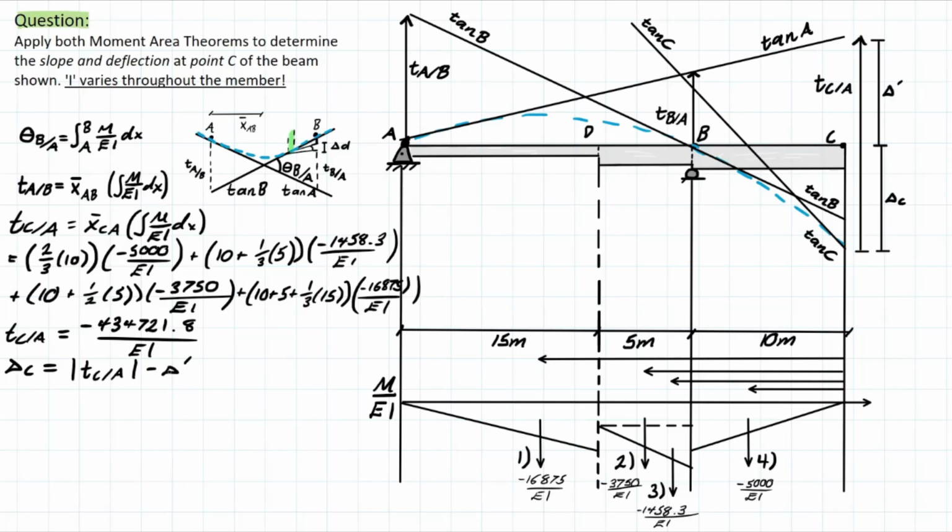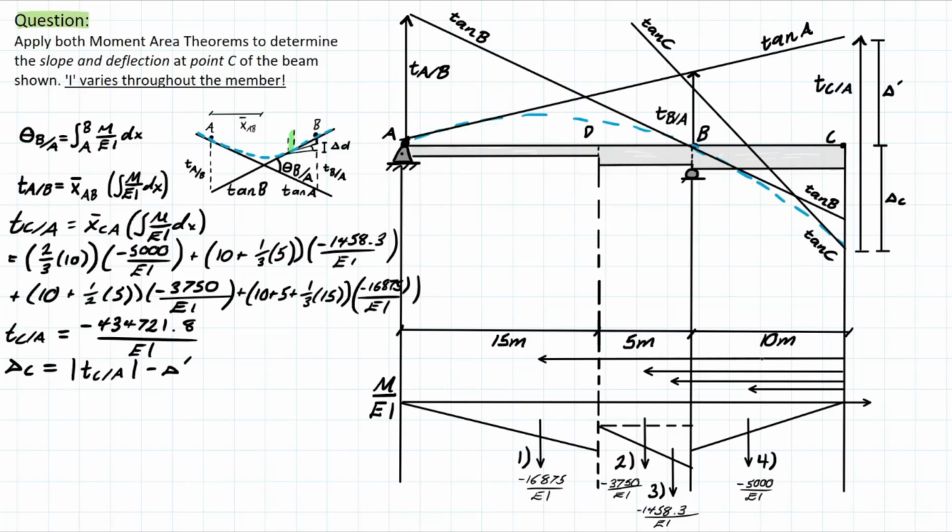Now we still don't know what delta prime is, but we do know that we can solve for TBA because we have this M over EI diagram. And if later on we can relate these two triangular shapes by similar triangles, then we can get that delta prime and solve for delta C. So let's start by solving for TBA, and then we'll get into the similar triangle part.